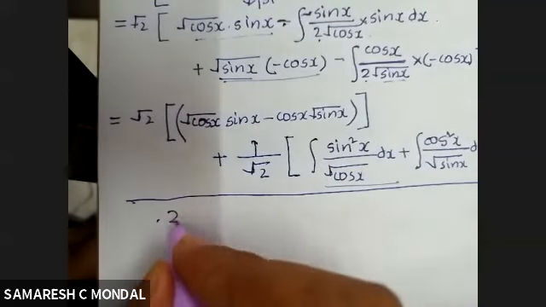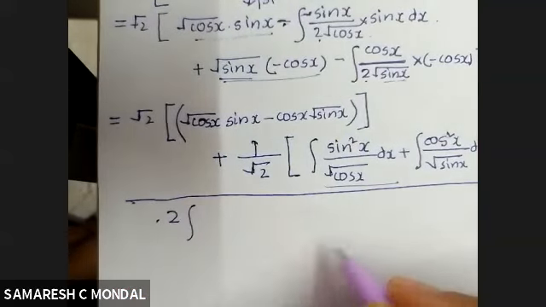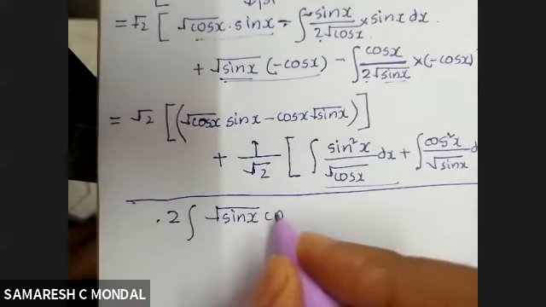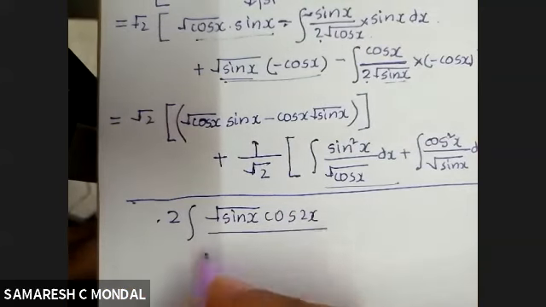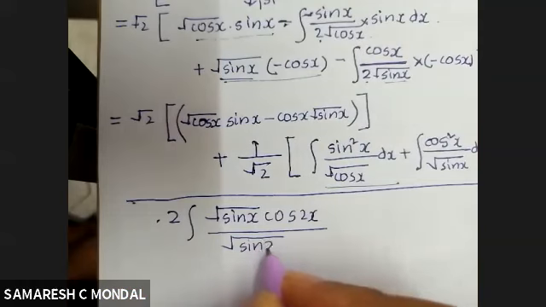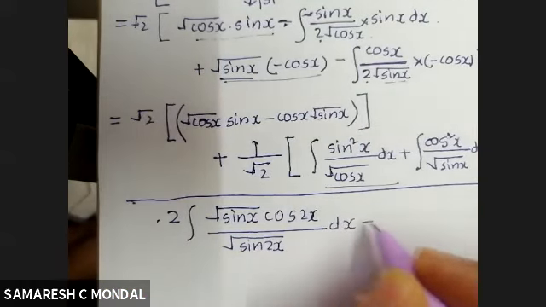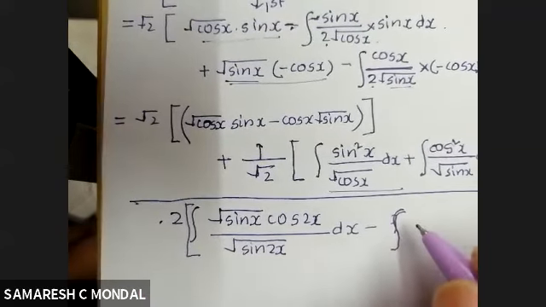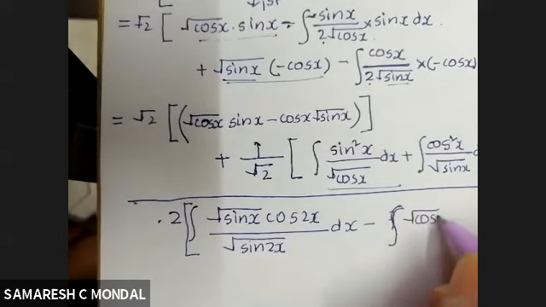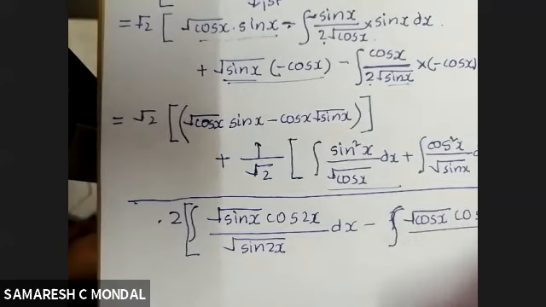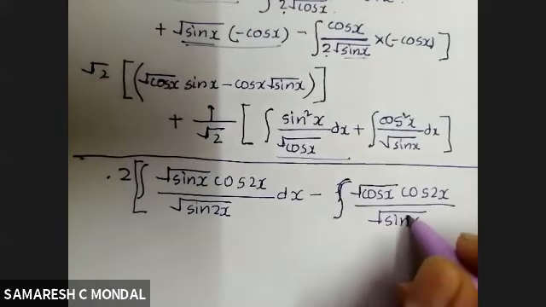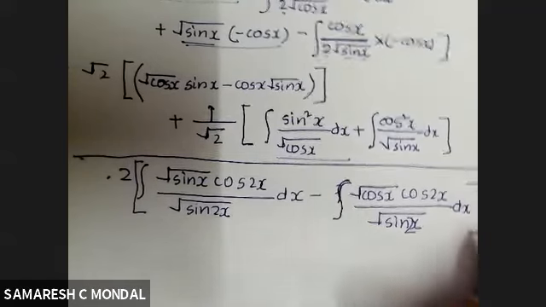So the second part is 2 into, I'm splitting it, sin x into cos 2x, and the denominator is root of sin 2x, dx, minus, the 2 let it be outside, so I put an integration, root cos x into cos 2x divided by root of sin 2x into dx.